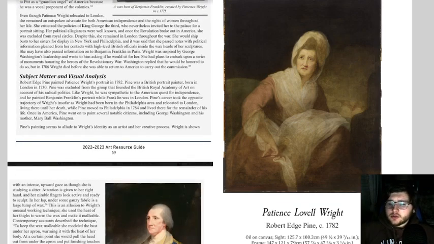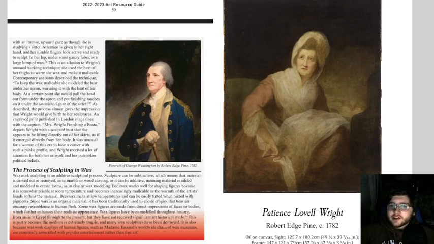Pine's painting seems to allude to Wright's identity as an artist and her creative process. Wright is shown with an intense, upward gaze as though she is studying a sitter. Attention is given to her right hand, and her nimble fingers look active and ready to sculpt. In her lap, under some gauzy fabric, is a large lump of wax. This is an allusion to Wright's unusual working technique.